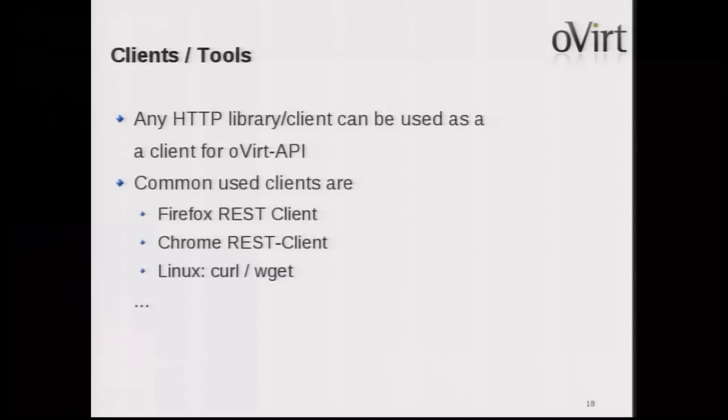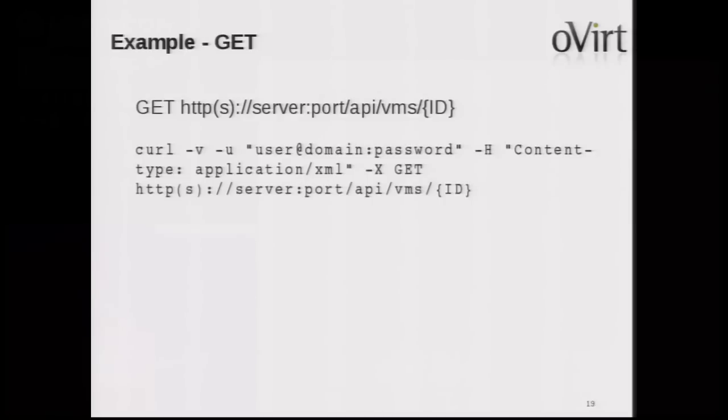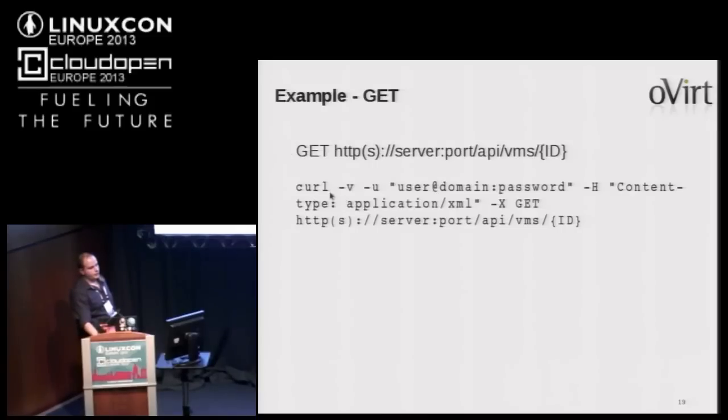I won't get deeply into that, but there are different clients you can use in order to run these HTTP commands, different REST clients that are available in the different browsers, or a command line utility like curl, for example. This is just an example using curl to get a specific VM. So in here you pass the username and the password. You say you want to get an XML. You say the HTTP method is get, and you give the URL of the specific VM you want to use.